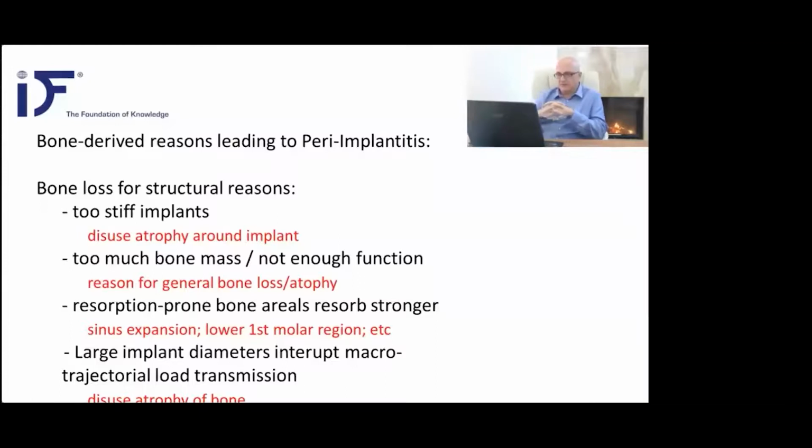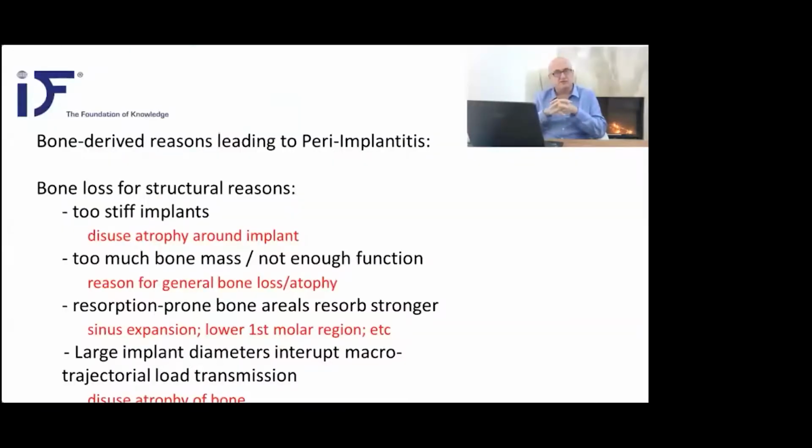And there are some bone areas which resorb more strongly. For example, in the maxillary sinus, we see expansion of the sinus. And here in the first cortical, especially in the distal upper jaw and distal lower jaw, we see also atrophy. So this leads to a stronger resorption. And now, the question is, why do we put implants into this area if we know that there's a strong resorption? And the answer is, I don't know.